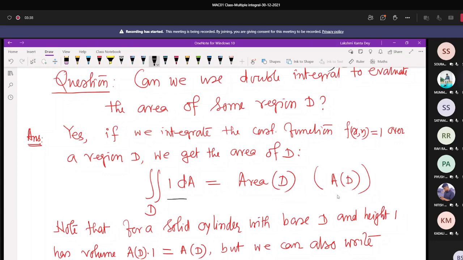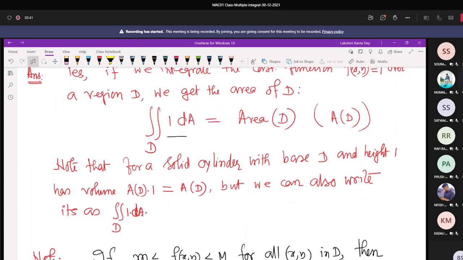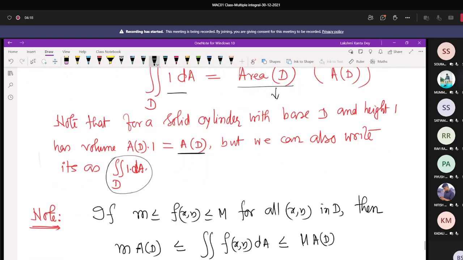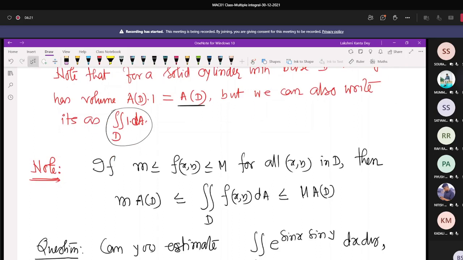Note that if we take a solid cylinder with base D and height 1, it has volume A(D) times 1, which ultimately is A(D). But we can also write its volume by the definition, or interpretation, of double integration. So in both ways we say the same thing. Here one dimension is less, and ultimately it gives the area of the region D. We can also think of it as a volume. Now, one interesting fact: we can have some estimates of this double integration.